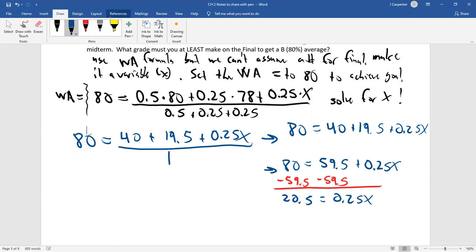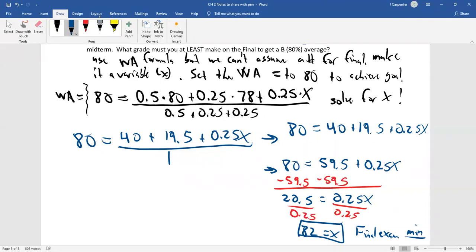We get 20.5 equals 0.25x. That's a decimal, but it doesn't matter, just divide both sides by 0.25. Yes, you can multiply both sides by 100 to clear decimals like this, but you don't need to because you're using calculators anyways, and you'll get an 82. Oops, wrong color, not that it matters. So 82 is the grade that we need to earn on the final exam at a minimum.